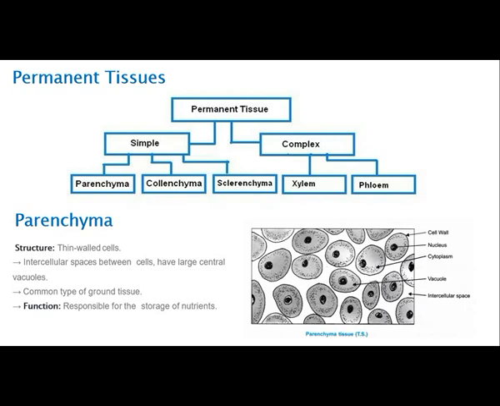The cells are isodiametric. Intercellular space is present. Each cell contains a large central vacuole for the storage of food, and that is the main function of these parenchymatous cells, that is the storage of food and nutrients.